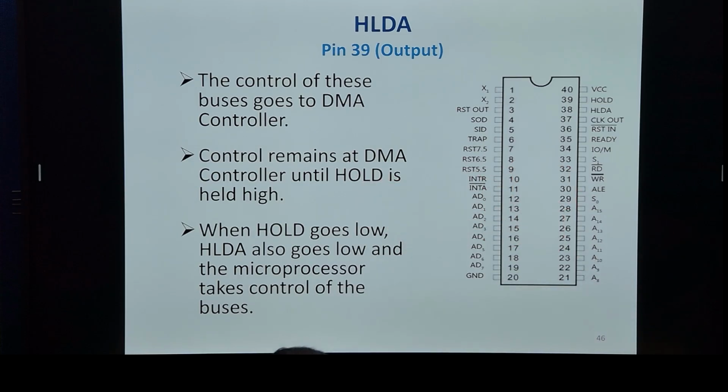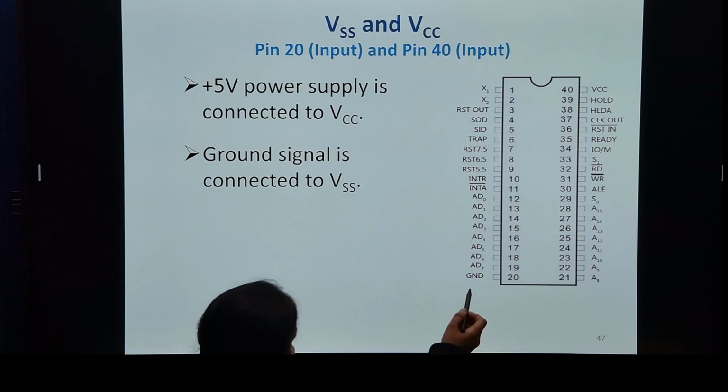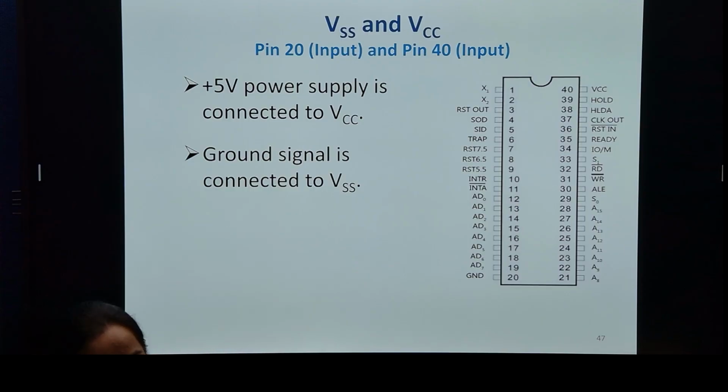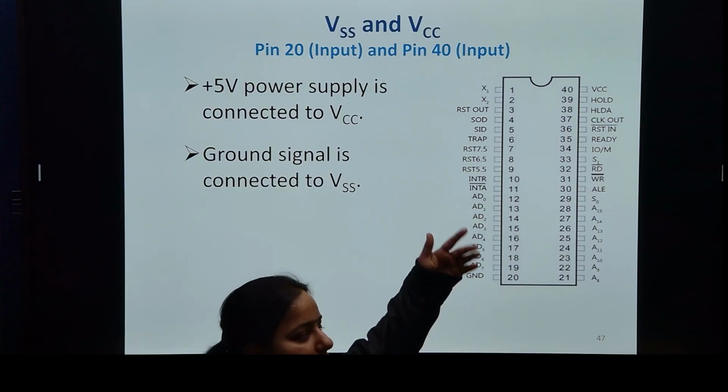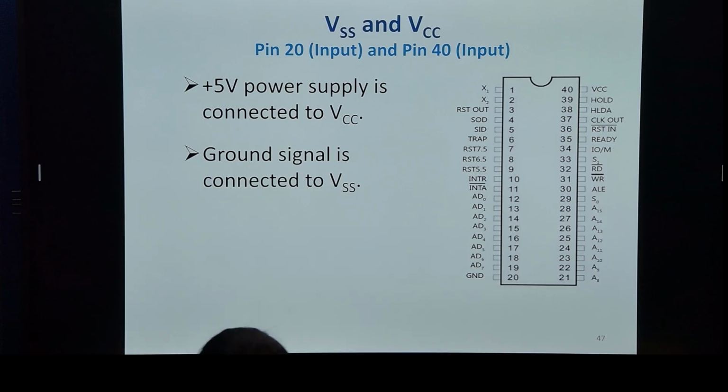Then is pin number 20 and pin number 40. What are pin number 20 and pin number 40? That is your VCC and VSS, or ground pin. We are providing a plus 5 volt here for its working. So whenever power is there, we are providing a ground signal also. So this is your pin diagram of the 8085 microprocessor. Thank you.